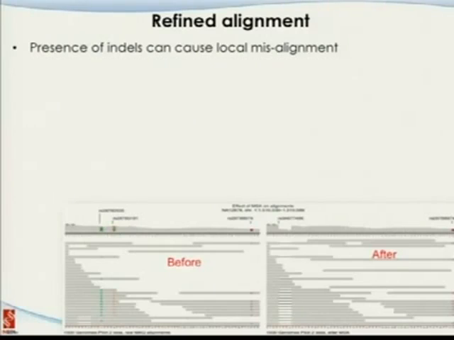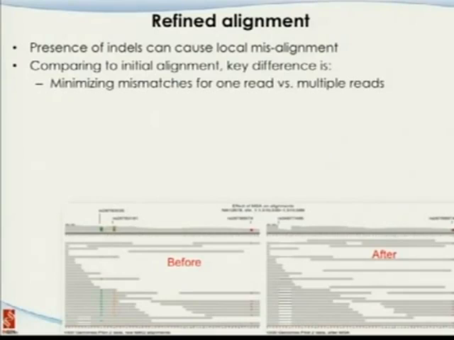You are looking at two sequencing variants that are very close to each other. However, after you do the refined alignment, you don't see anything here. It's just a couple of insertions and deletions that caused those sequencing errors. Sometimes that is really misleading. Compared to initial alignment, refined alignment minimizes mismatches for multiple reads versus one read. The initial alignment finds the best mapping for that one read. For the refined alignment, it's for multiple reads.